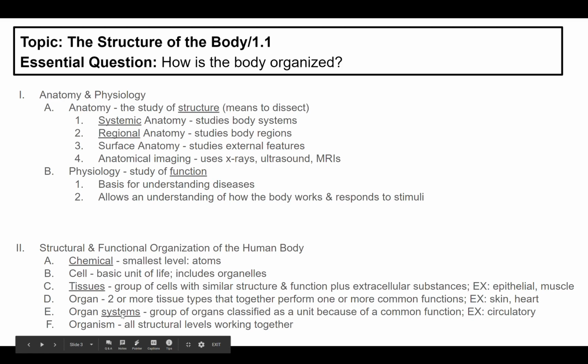That's the next level up in complexity. A group of organs that are classified as a unit because they're all trying to do the same sort of function. So your circulatory system is made up of the organ of the heart and the organs of the blood vessels, and the blood, that all work together to do the specific function of transporting materials. And then finally, when you have all of the systems working together, you get what's called the organism, and that's the highest level of complexity, the largest level. That's where you have all of your systems working together. So you as a person are made up of 11 or 12 different systems that are working together to make you work.